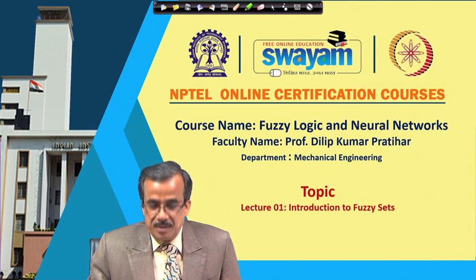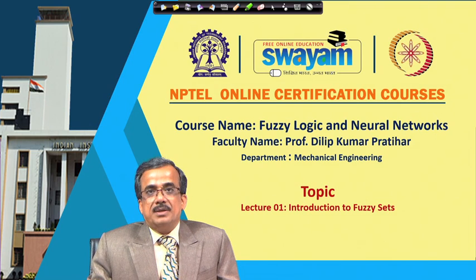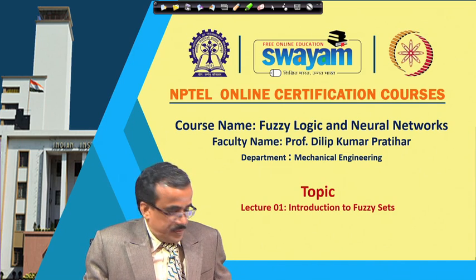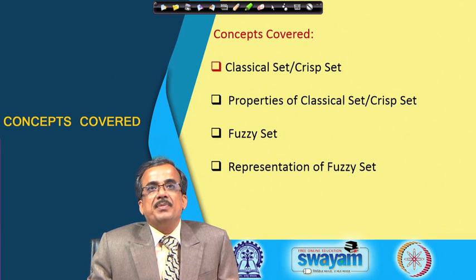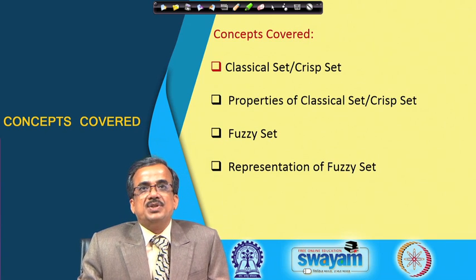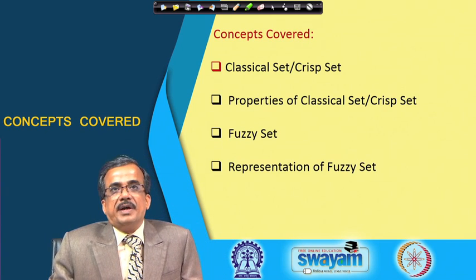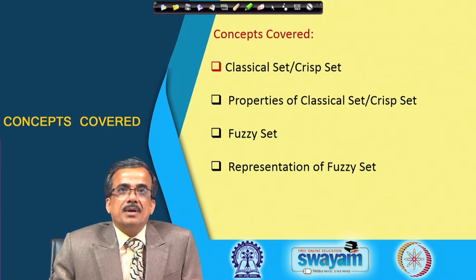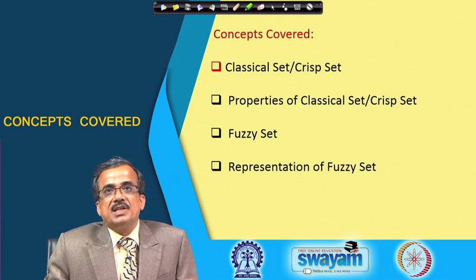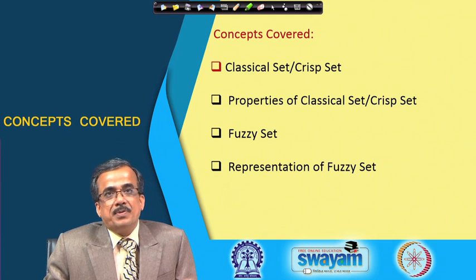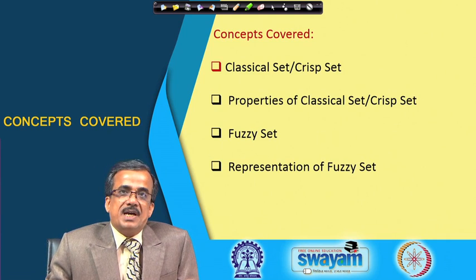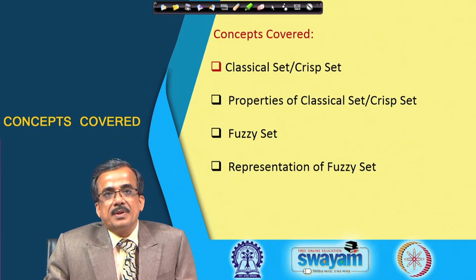To start with, the first topic is introduction to fuzzy sets. This is actually the topics I am going to cover in this lecture. At first we will give a brief introduction to the classical set or the crisp set, and after that the properties of the classical set or the crisp set will be discussed in detail.